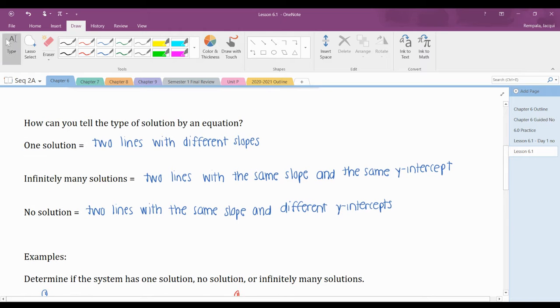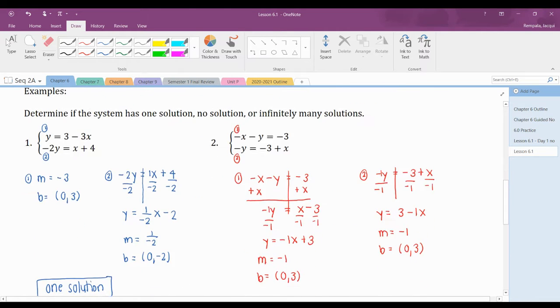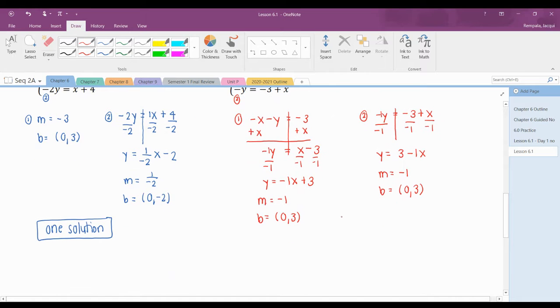So going back up here to our three different things, notice that when you have two lines with the same slope and the same y-intercept, that happens to be infinitely many solutions. So that would be how many solutions we have. And infinitely just means that every single ordered pair is a solution for both of those equations.